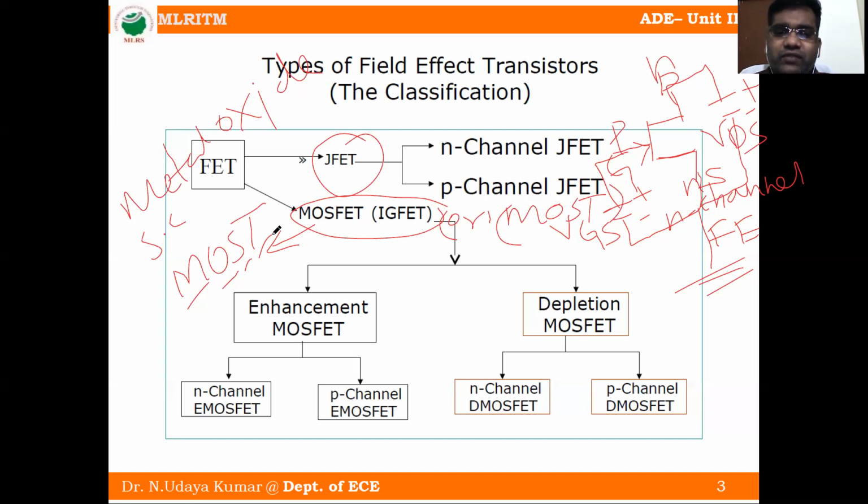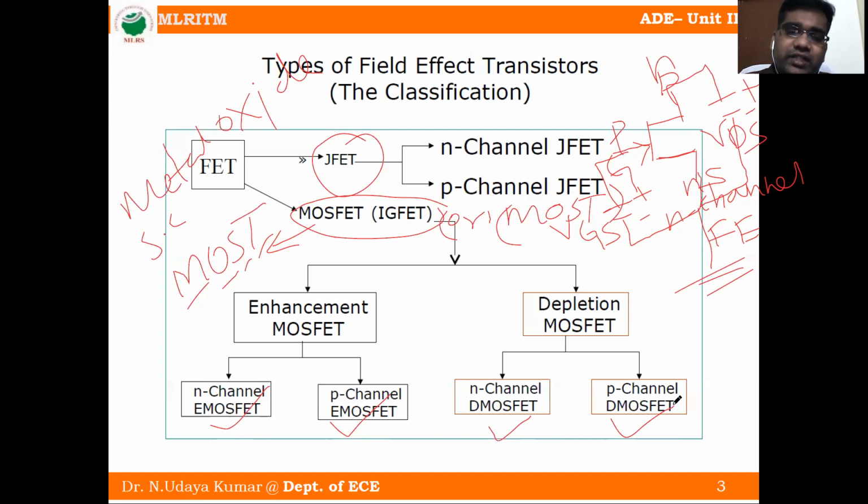This MOSFET can be divided into two types: enhancement MOSFET and depletion MOSFET. In an enhancement MOSFET, current conduction is more compared to a depletion MOSFET. Enhancement MOSFET can be classified into N-channel and P-channel enhancement MOSFET, where only the materials are interchanged. Here also, depletion MOSFET has N-channel and P-channel types.